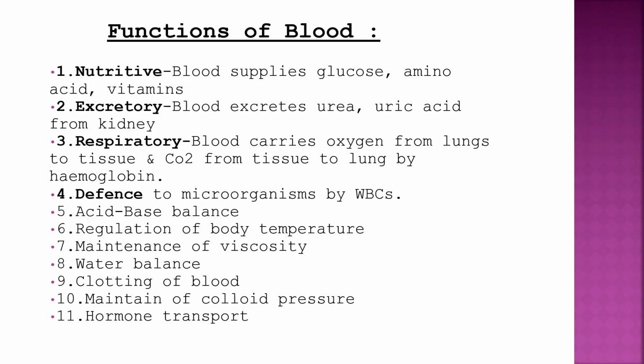Then defense function by WBCs, then acid base balance, regulation of body temperature, maintenance of viscosity, then water balance. Clotting of blood is because of the platelets, maintaining colloid pressure and hormone transport. The hormones produced by endocrine glands, like the thyroid gland produces T3, T4 and other hormones, are transported all over the body through blood, and then homeostasis, that is balance, is maintained.